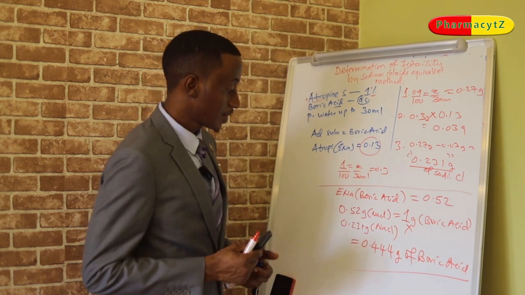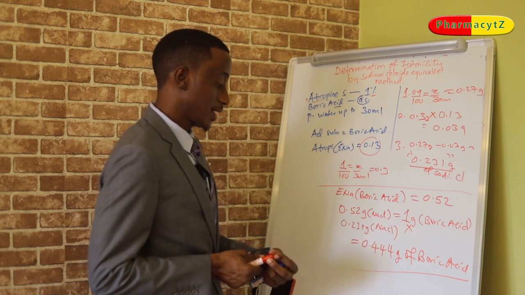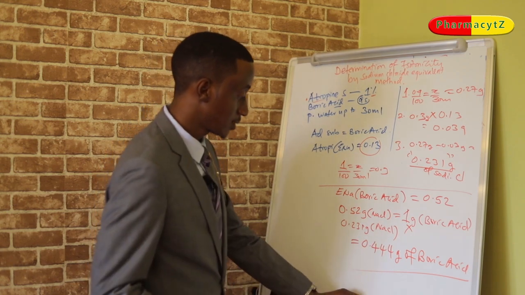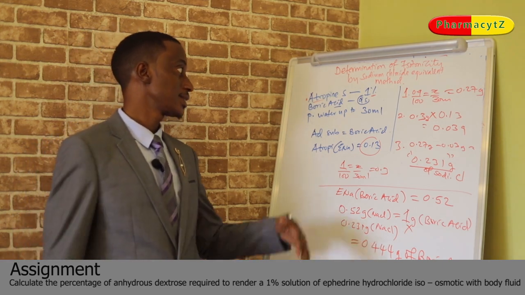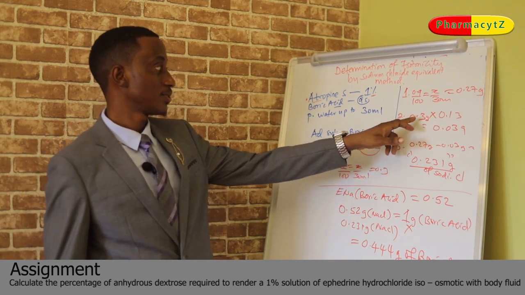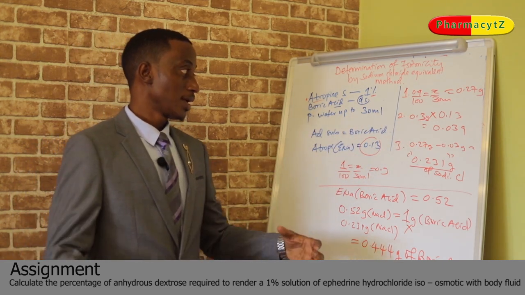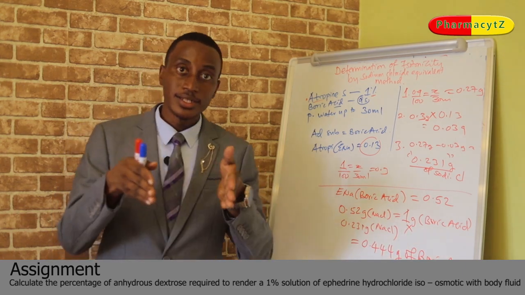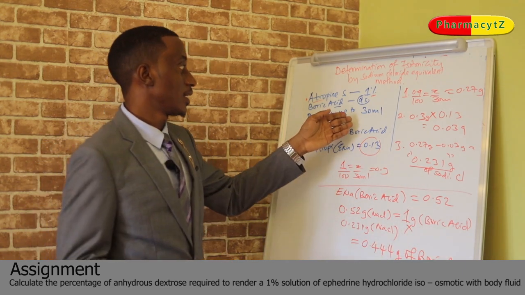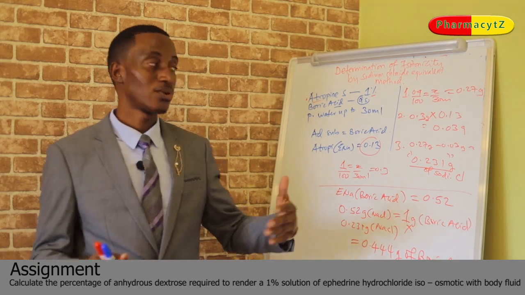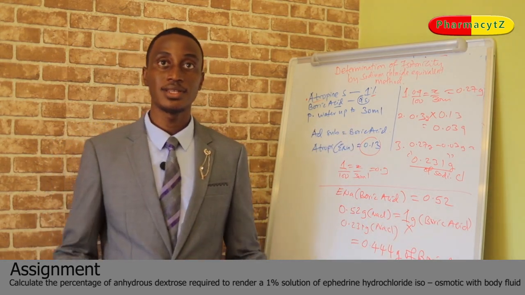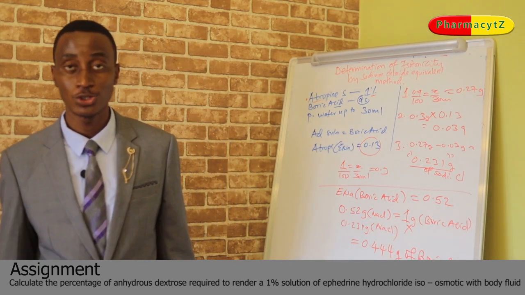Practically, find where boric acid is in your laboratory, then weigh 0.44 grams of boric acid. Next, weigh how much? 0.3 grams of atropine. Then dissolve them in a certain amount of water, then make up the final volume up to 30 ml, and the preparation shall be already isotonic.